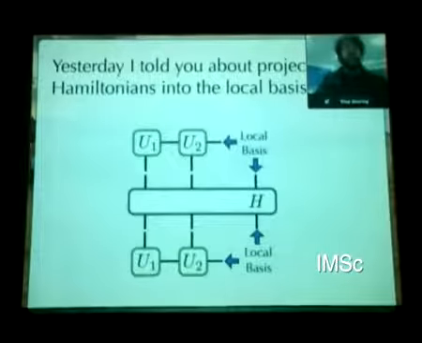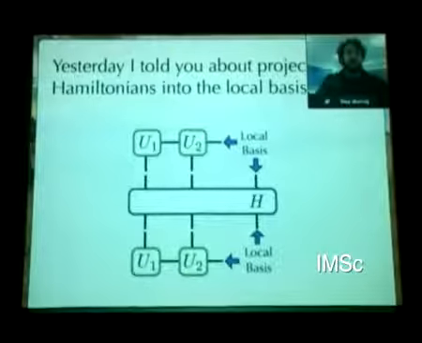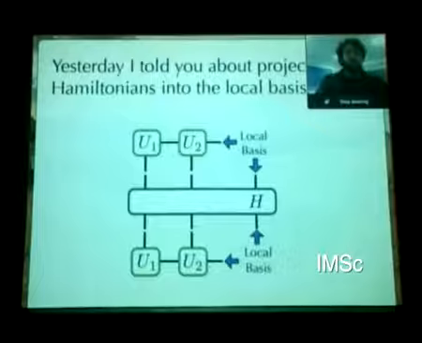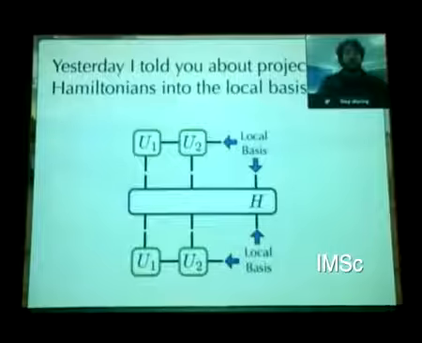So one question that came up, and I wish I could spend even more time on this, but unfortunately it'll probably be a bit fast for some of you, is what is the meaning of projecting the Hamiltonian into the local basis? So remember that you have a matrix product state, and you try to make almost all of the tensors out of unitary matrices. And so I only show those matrices here.